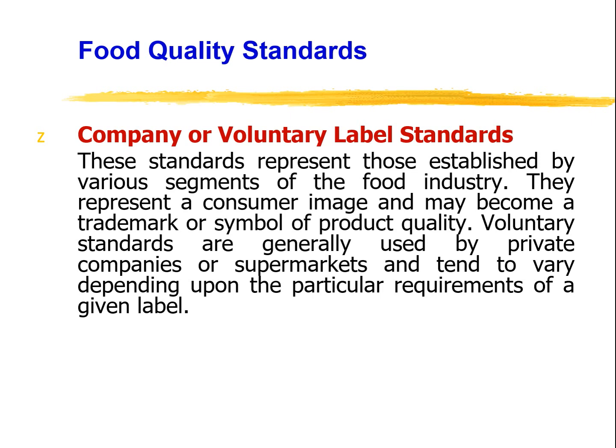Second quality standard is company or voluntary label standards. This is the standard which is implemented by the private company voluntarily. This can be just a trademark of that product, or maybe some sort of different set parameters which are established by that company in order to make a brand for themselves. For example, a company can decide about the content of a specific product, that how much content will we be producing. These are generally used by private companies or supermarkets.